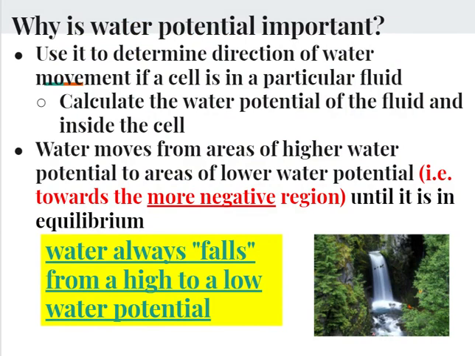And so the reason why we do this is we're going to use this to help us figure out which way water is going to move if we have a cell in a liquid. We can calculate the water potential of the liquid and the water potential of the cell, and water is going to move from an area of high water potential to an area of low water potential. So water always falls from high to low.